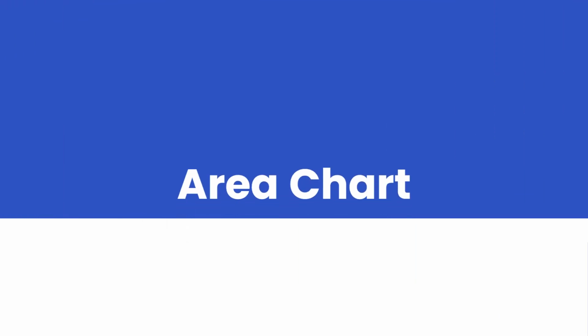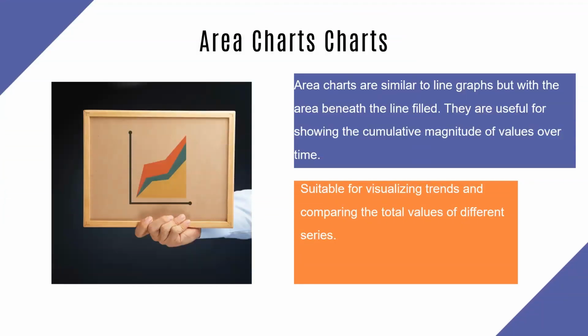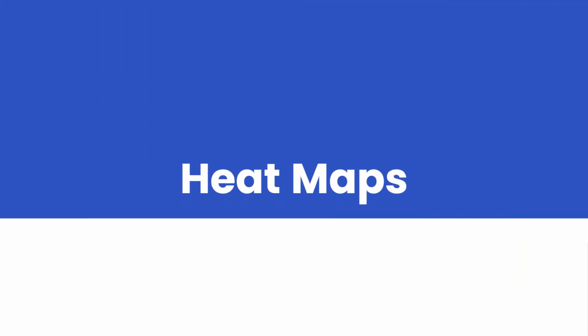Next, we have area charts. Area charts are also a customization of the line chart. Area charts are similar to line charts, but with the area beneath the line filled. They are useful for showing the cumulative magnitude of values over time. These charts are suitable for visualizing trends and comparison of total values of different series.